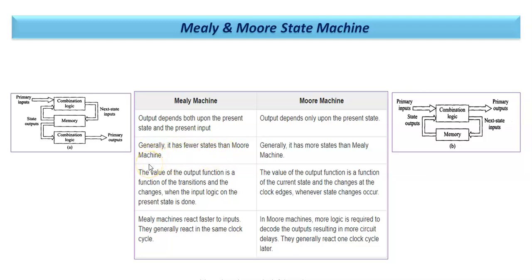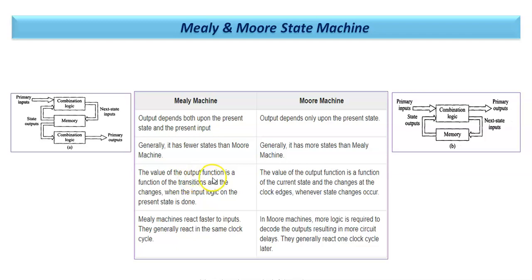Whenever we go ahead with the topic of how to draw the state diagram for the sequence detector, at that time you will understand the meaning of this. In Mealy, if the sequence to detect is 101, that means 3 bits, you require 3 states. But in Moore, if you need to detect the 101 sequence, you require plus 1 state, so 4 states here. So generally Mealy has fewer states than the Moore machine. Here it requires 3 states, here it requires 4 states.